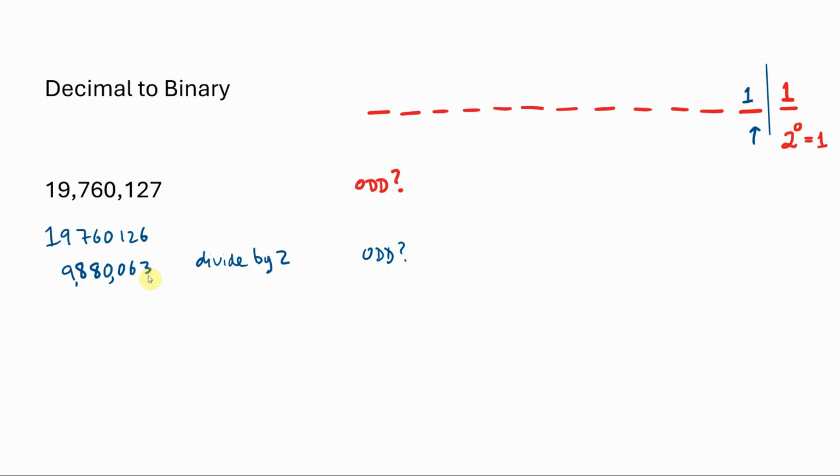And then I'll subtract 1 from this number, 9,880,063. Oh, this is 62, excuse me, I'm subtracting 1. And then I'll divide by 2. So 9,880,062 divided by 2 gives me a smaller number, 4,940,031.